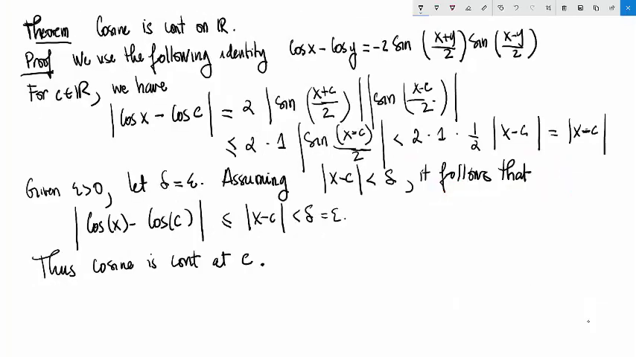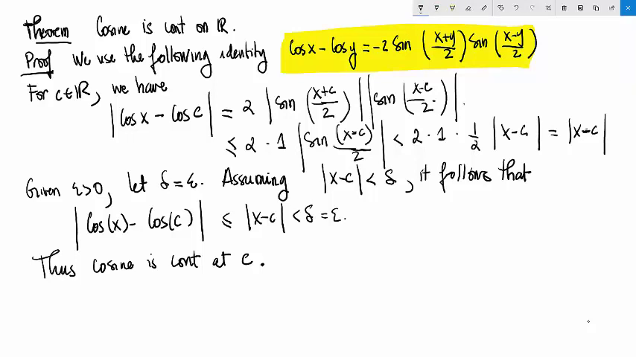Next, we'll prove that cosine is a continuous function, and to this end we'll use a similar idea. So we use the fact that we already have an identity at our disposal, and I would like you to pause here and verify this identity for yourself. Okay, and once you verify this identity, then you may proceed. So then for c, we'll have that the distance between cosine of x and cosine of c will be twice the absolute value of sine of x plus c over 2 times the absolute value of sine of x minus c over 2.